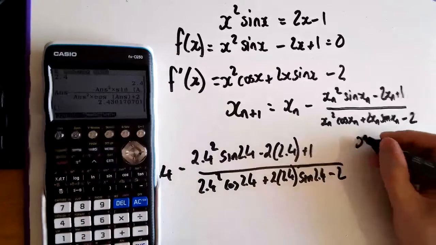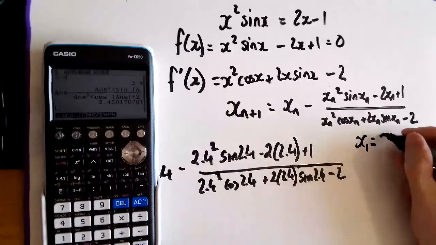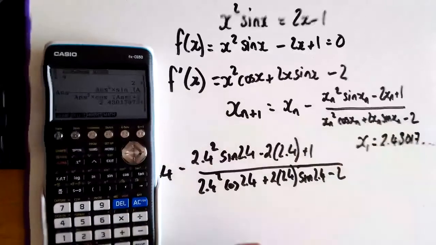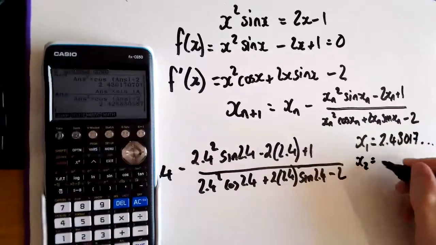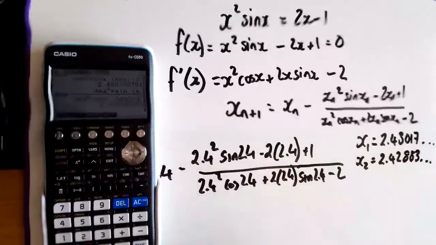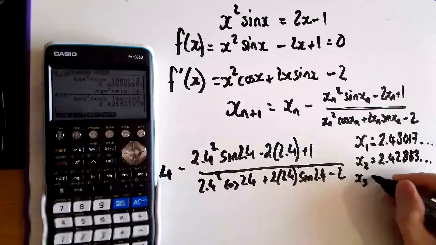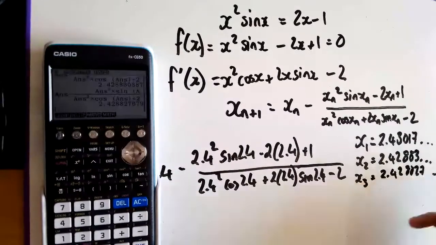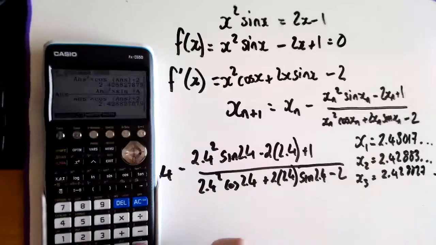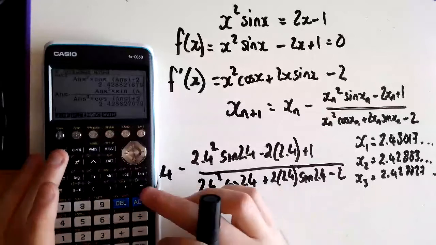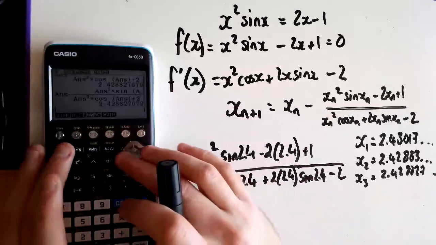So my first approximation, according to this, is 2.43, 0.17, etc. Press enter again. My next one would be 2.42883, etc. Then x3 would be 2.428827. And look, as I keep pressing enter, it doesn't change anymore. So that looks like my answer. So let's solve it.